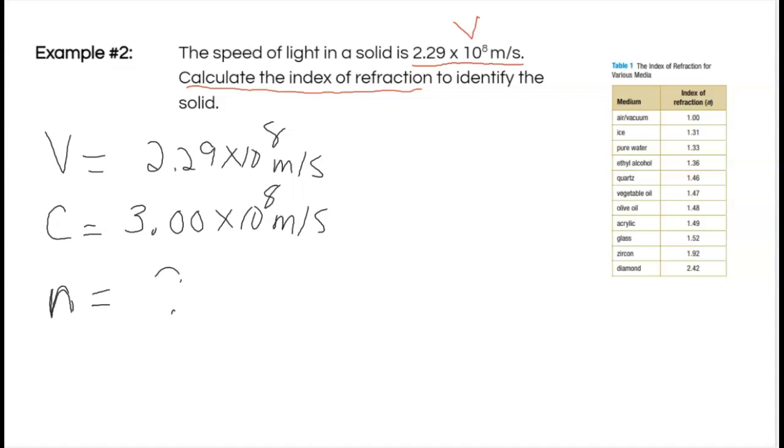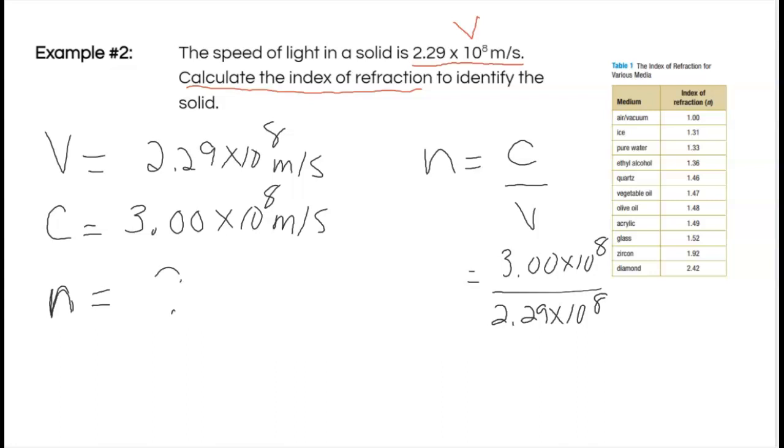So the tool that I'm using in this case is n is equal to c over v, because I'm given speeds in this case. And so just substituting in my known values, 3.00 times 10 to the power of 8 divided by 2.29 times 10 to the power of 8. And so working those values out, I get 1.31.